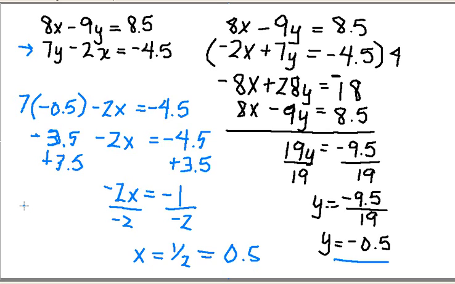So my solution set, depending on how you want to write it, is 1/2, negative 1/2. Or if I want to write it as a decimal, depending on what my math lab asks for, it's going to be 0.5, minus 0.5. And if I wanted to, I could plug these in and check it to make sure they're the right answers.